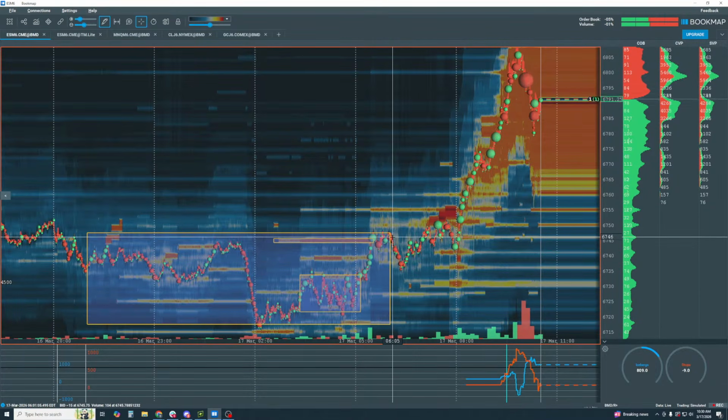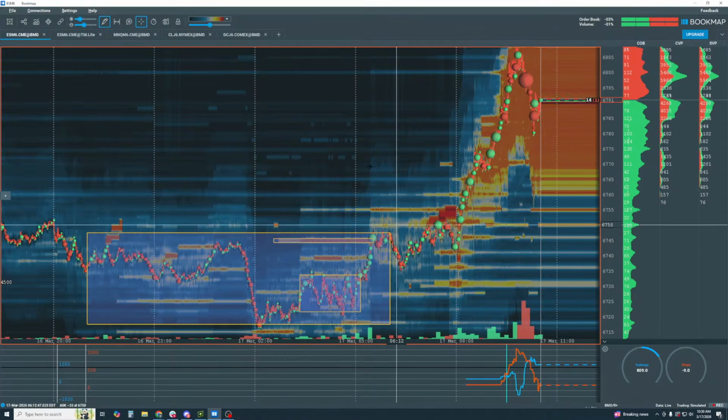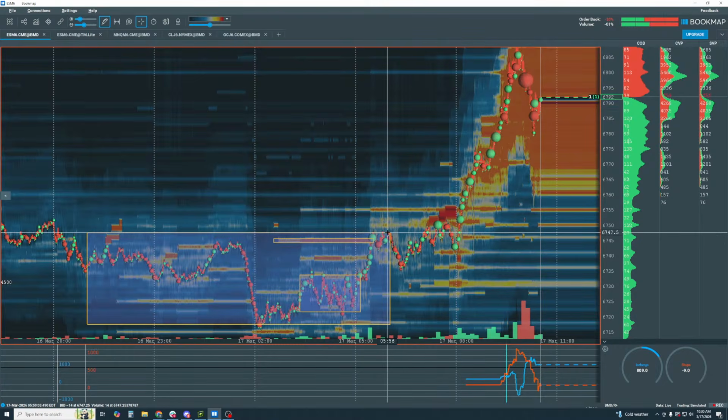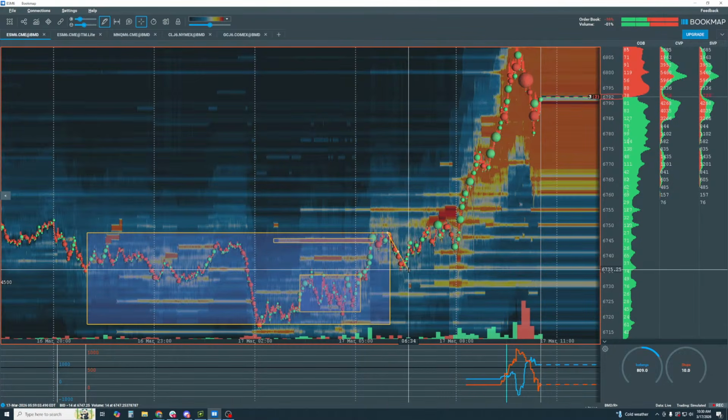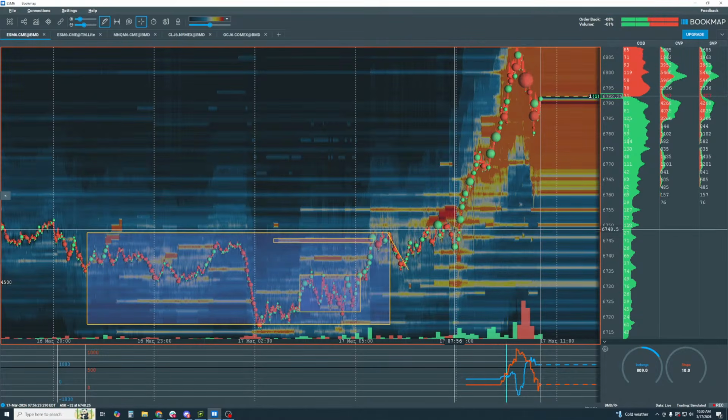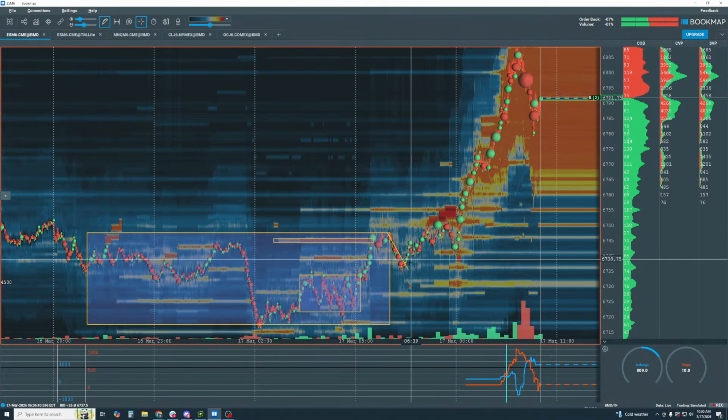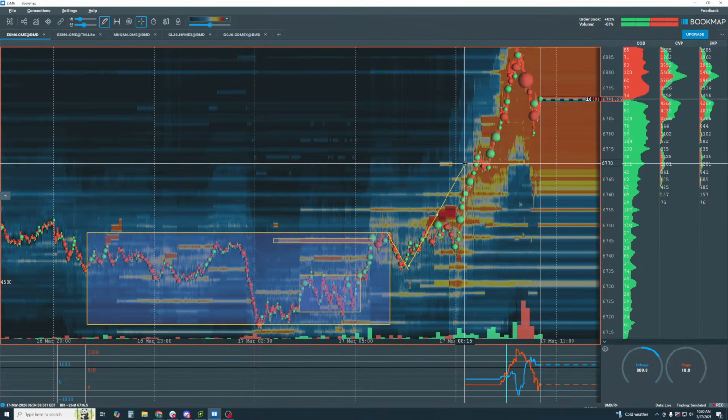But look how this is not as clear, and it's actually a really good example. Because we get a pullback here, we break that little structure, and we get the move back up, and then it goes back and forth in here. Why does it go back and forth in here? Why didn't it do another impulse move up like this?